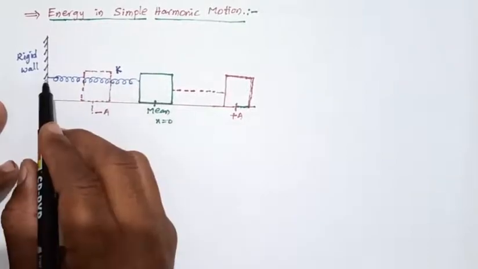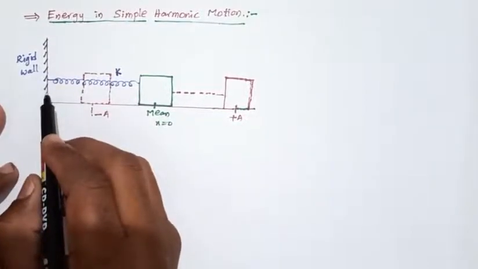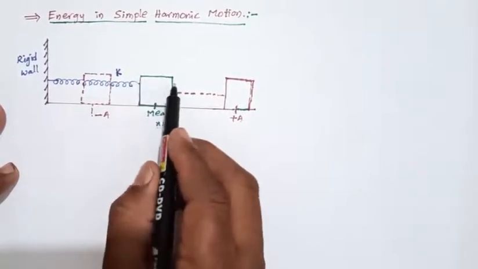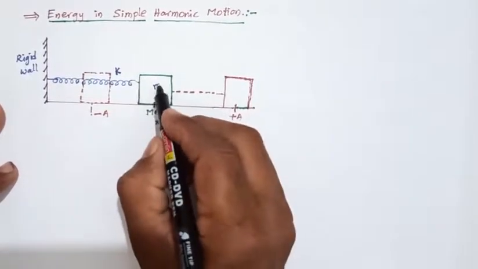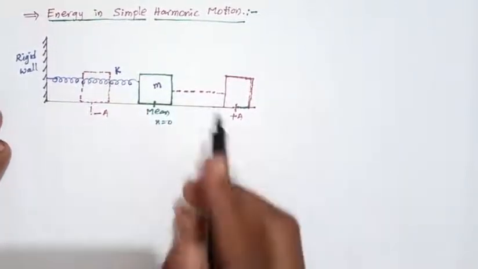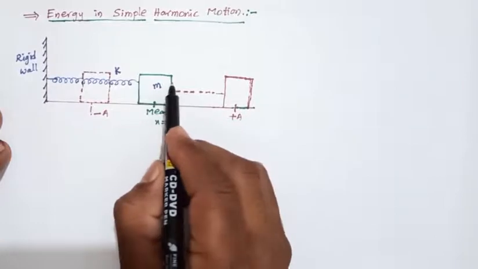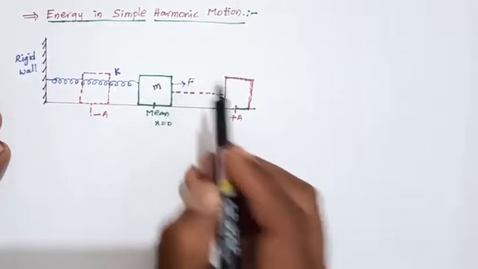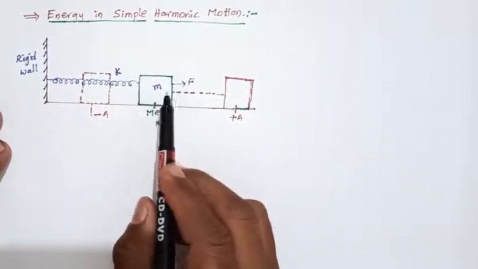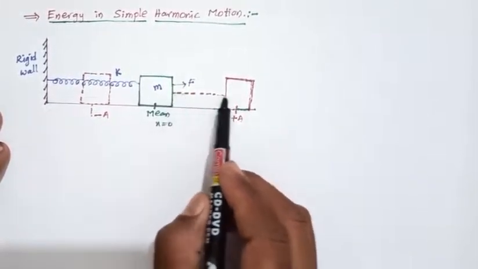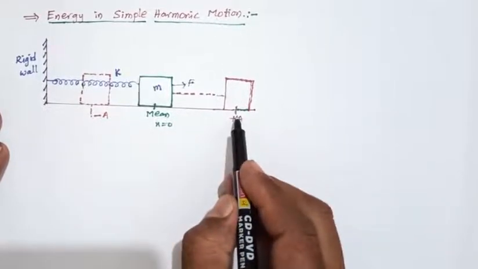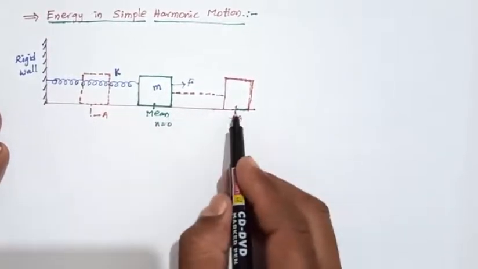The spring is connected on one side to the rigid wall, and on the other side it is connected to a block of mass M. When a force is applied on the block of mass, what happens? It moves in the right direction and is displaced to a maximum displacement.